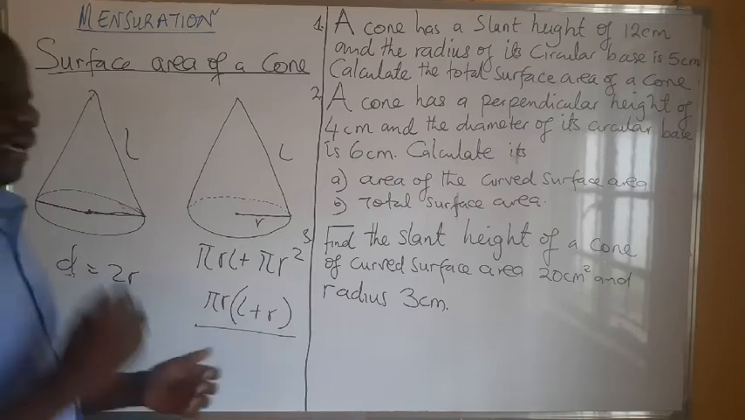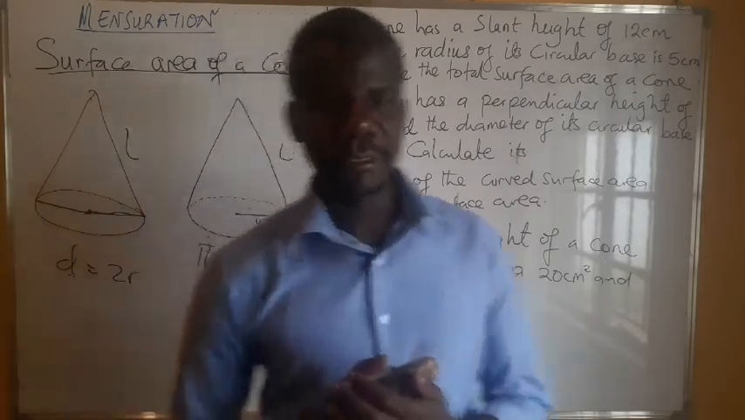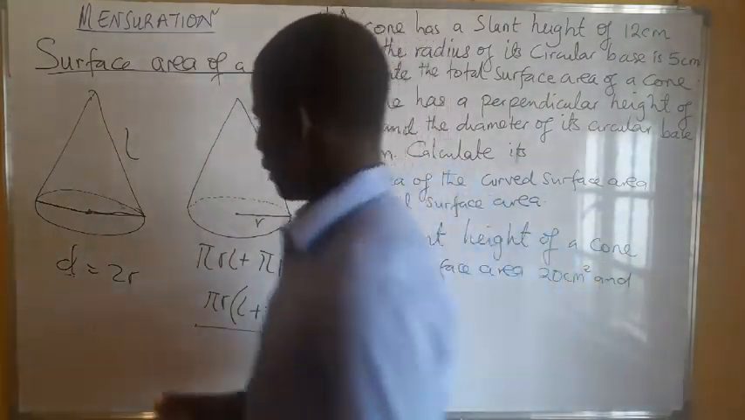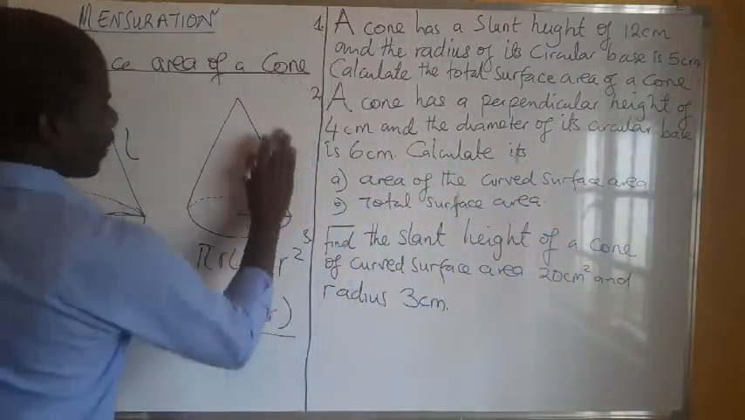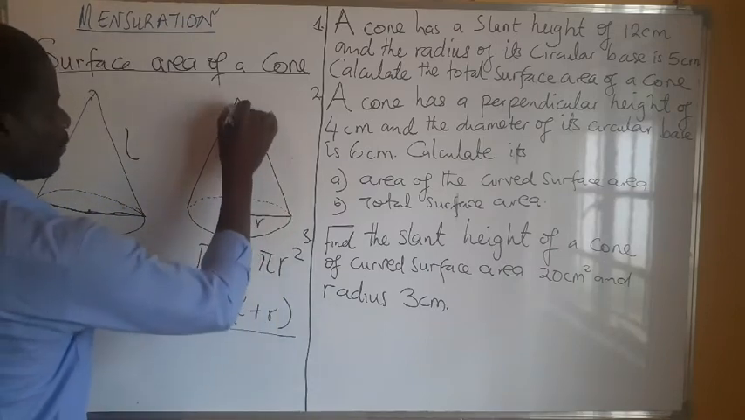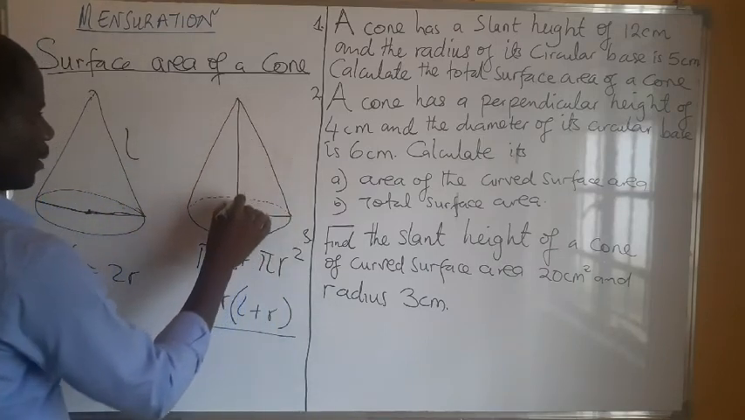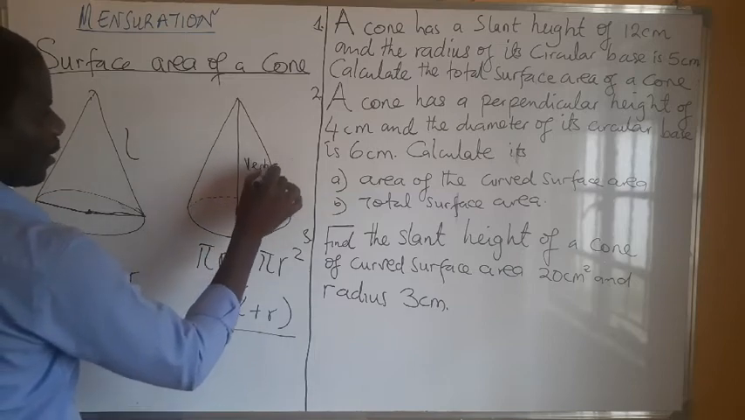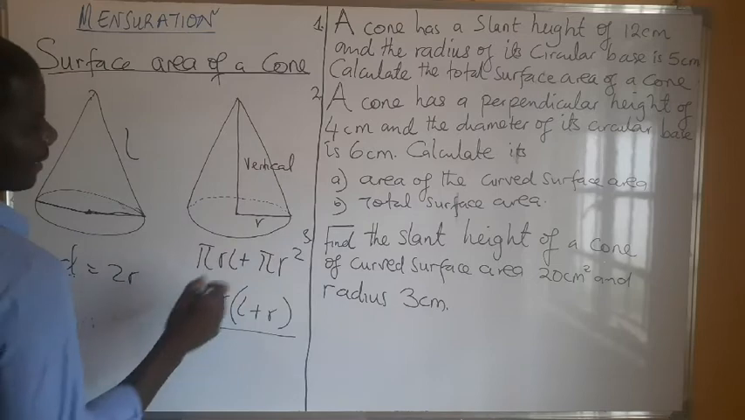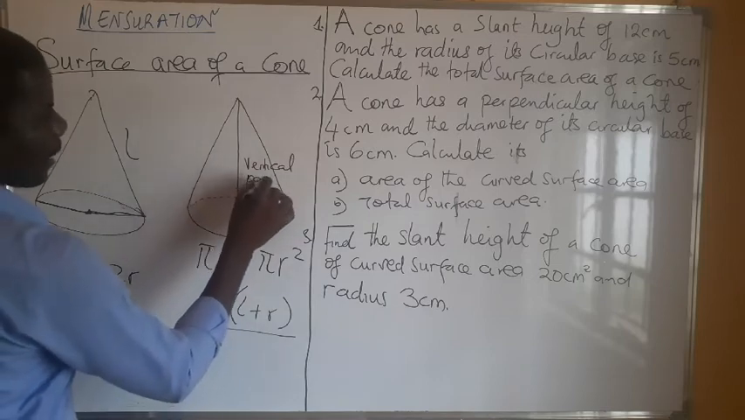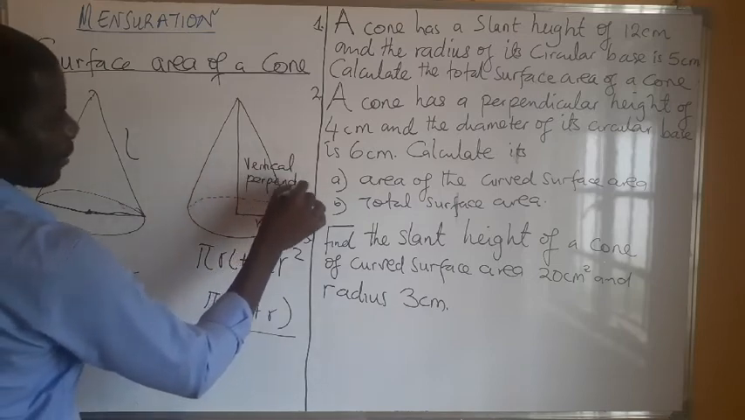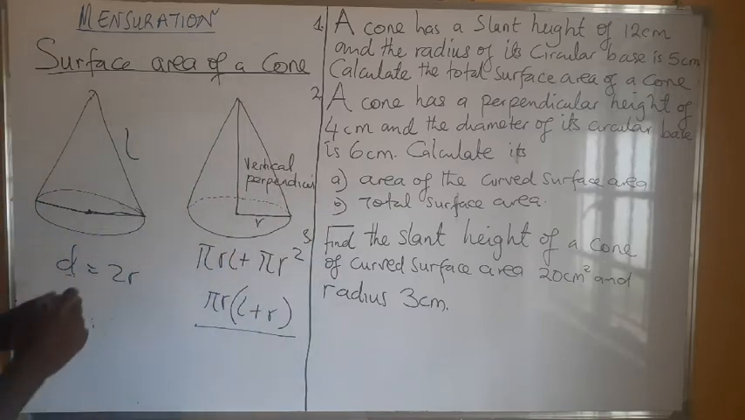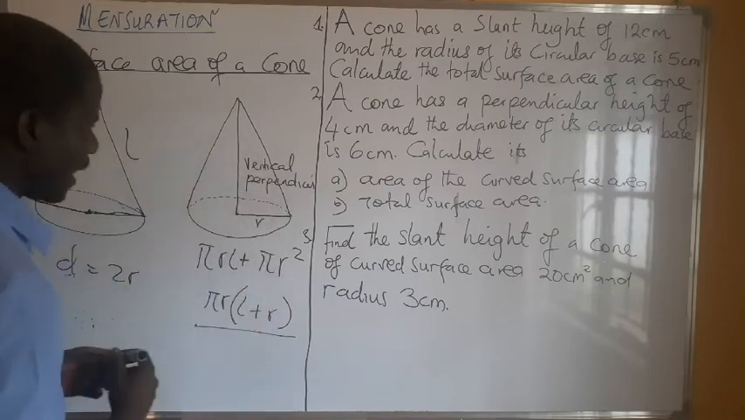Now, there are questions that are given in the exam where the examiner will not give you this one. Instead, they are going to give you this one. And what is this one called? This is called the vertical height or perpendicular height. But what we want is the slant height.